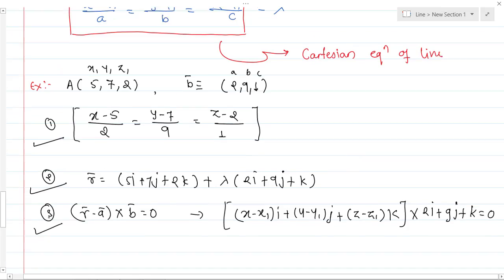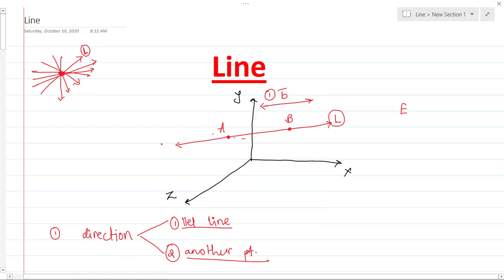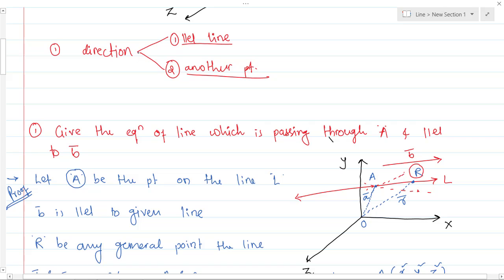So this is all about criteria or condition number 1, where we have seen a line passing through a single point and parallel to another line. This part we have covered.